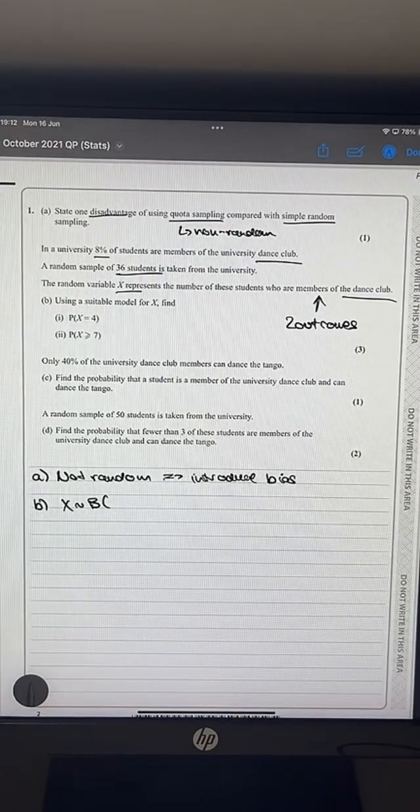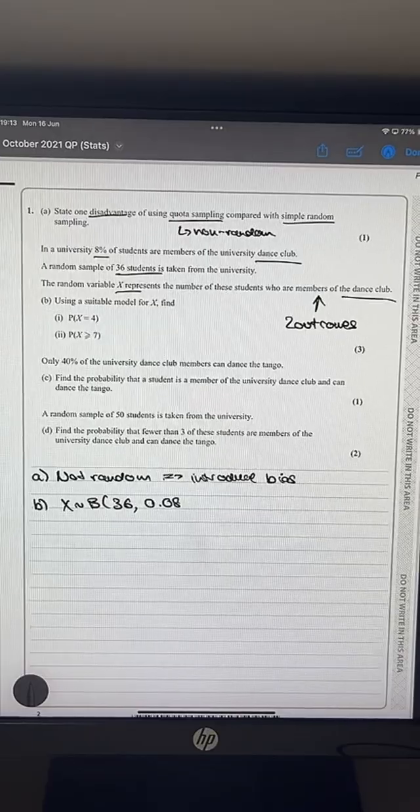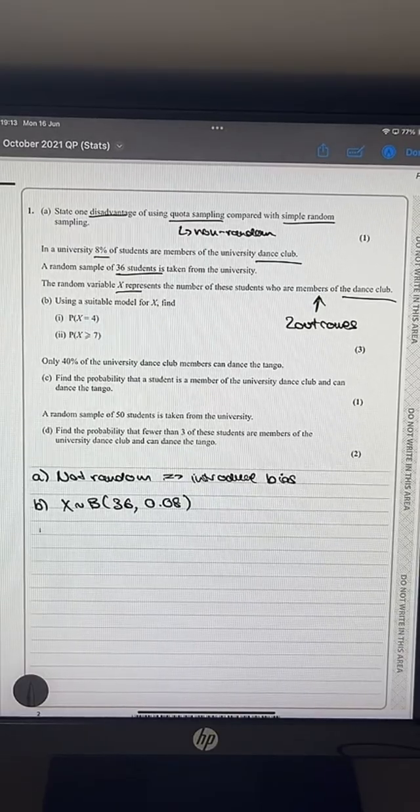I'm going to write out my model. My n value is what? 36 students at random, and the chance is 0.08, 8%, right? So part one, the probability that x is equal to 4.